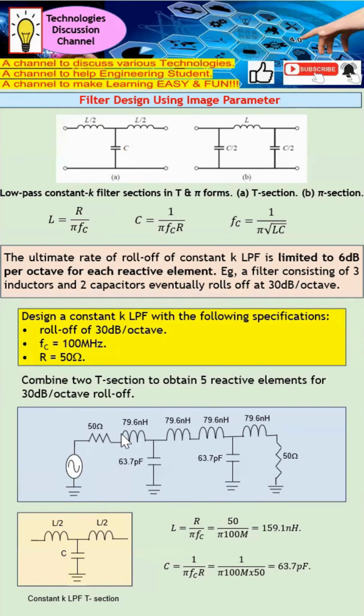Imagine this is one T, and another T will be over here. But over here you can count that there are 6 elements: 1, 2, 3, 4, 5, 6. But imagine these two will combine into one. So overall, I will only have 5 reactive elements. How to compute the L and C values will be using the equations listed over here. So from here, I have successfully designed a low pass filter meeting the spec of 30 dB per octave.